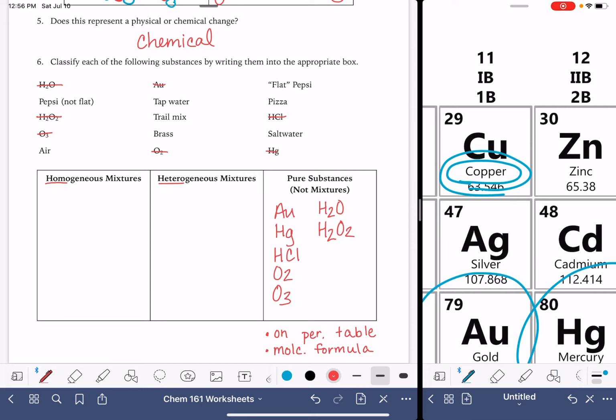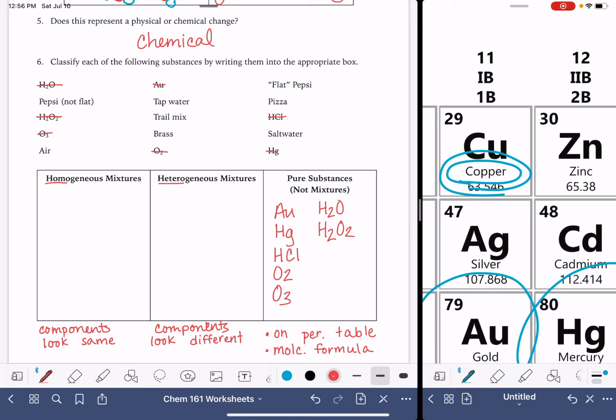In a homogeneous mixture, the components of the mixture look the same. They have the same appearance. So when you look at the mixture, you don't see the individual components. In a heterogeneous mixture, the components all look, or at least some of the components look different from each other. So when you look at the mixture, you can see the different components.